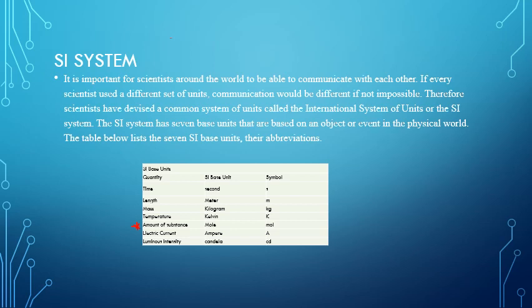Doesn't really make a whole lot of sense to just take off the E, but that's what they did. We have electric current, which is measured in amperes, and it is a capital A. And then finally we have luminous intensity, which is a candela.